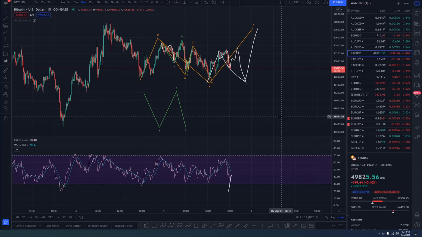Other than that, we just go straight down from here. We're just going down. And I'm on crack, but I don't see the down count. Everything looks corrective to me. But trade safe, use stops, don't over risk yourself. You'll be fine.